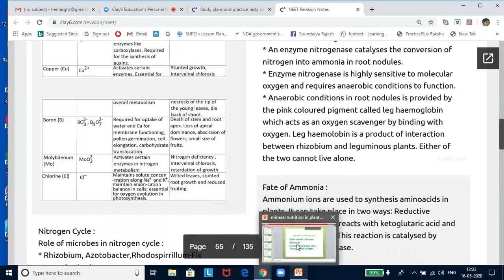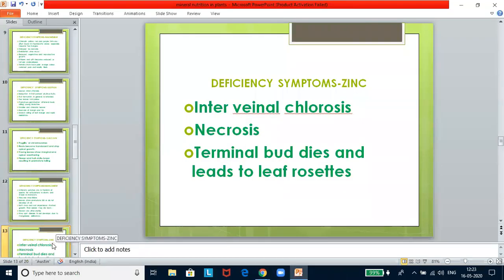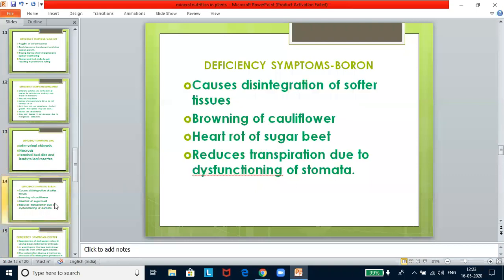Now let us look at the symptoms of boron deficiency. It causes disintegration of softer tissues. In cauliflower, you can see browning, and in sugar beet, it causes heart rot. That is, the middle of the sugar beet will start rotting, and this is what we call heart rot. It also reduces transpiration due to dysfunctioning of stomata.